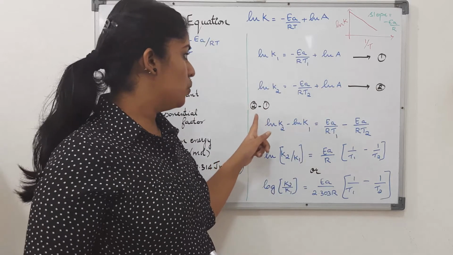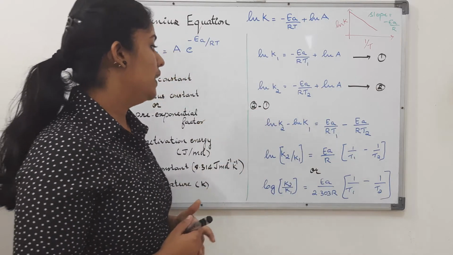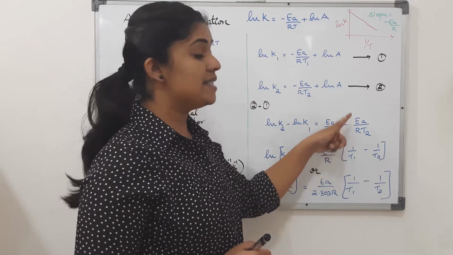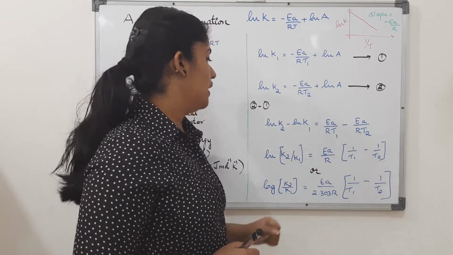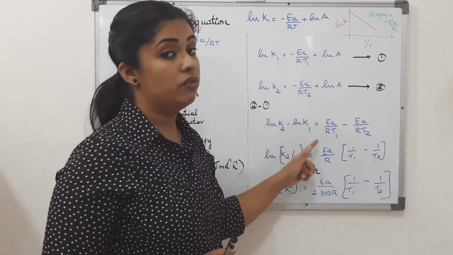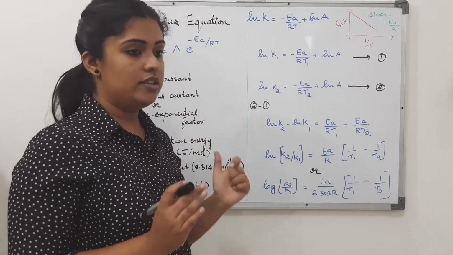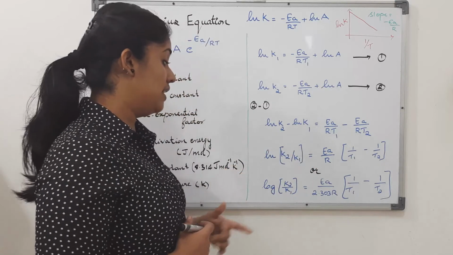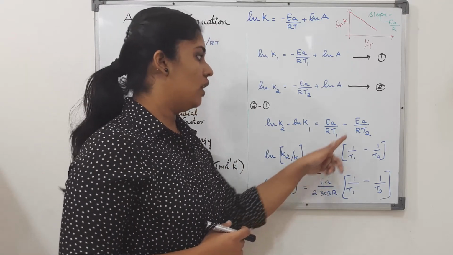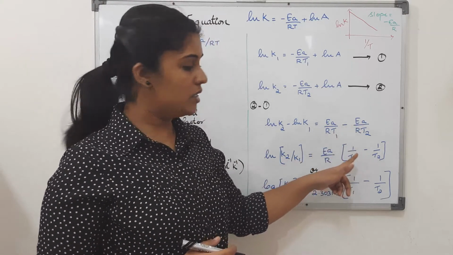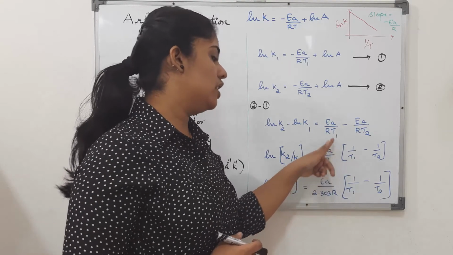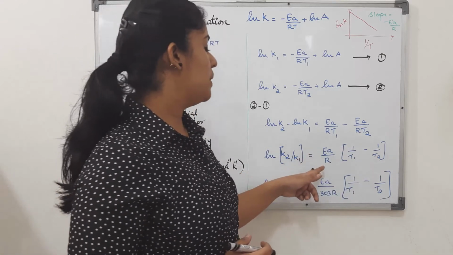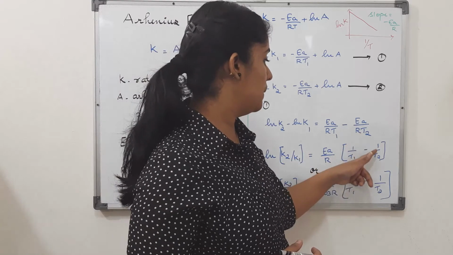Now if we subtract 2 and 1, like 2 minus 1, what we get, ln K2 minus ln K1 becomes equal to EA by RT1 minus EA by RT2. Okay. Now ln x minus ln y was seen as ln x by y. We already saw all that in our initial videos. So ln K2 minus ln K1 can be written as ln K2 by K1. That is equal to, now on both these terms I have EA by R common, so I take that out. So ln K2 by K1 equal to EA by R times 1 by T1 minus 1 by T2.